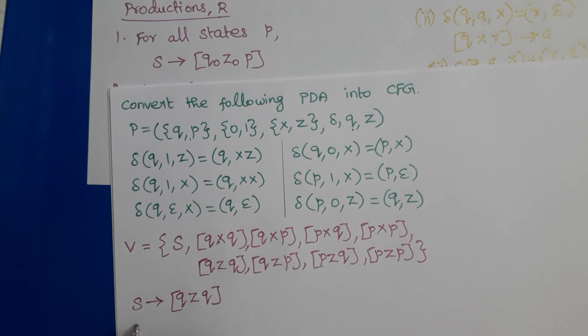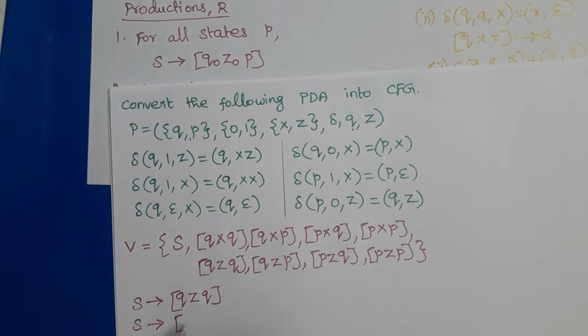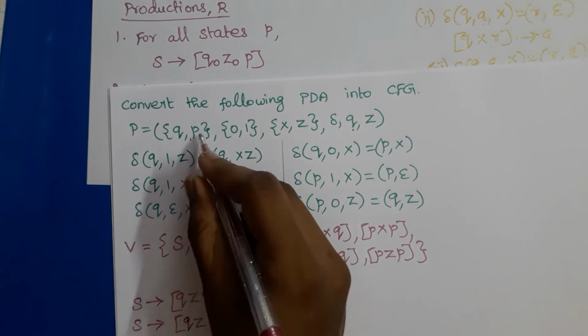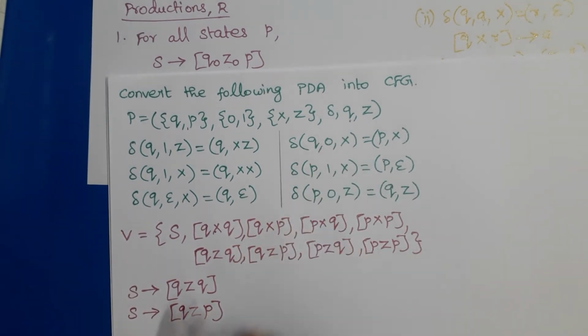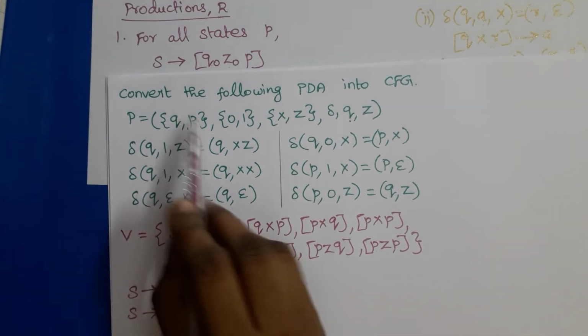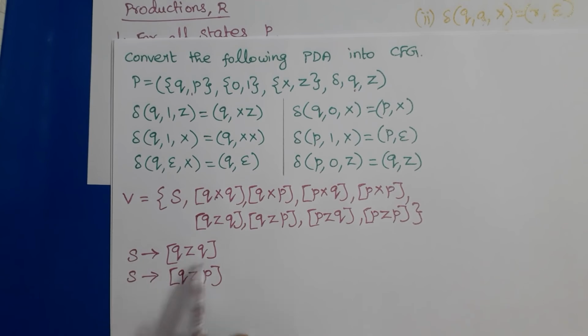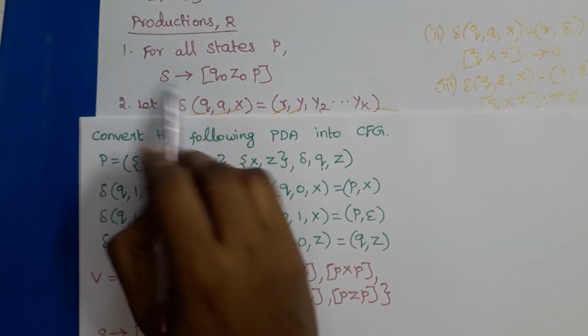Then one more production, S tends to the same Q naught Z naught. So QZ here, and here we have to write Q, P, right? So S tends to, start symbol of the grammar tends to starting state, starting stack symbol, and this symbol must be written by considering all states. So QP. So these are the 2 rules we have framed by considering the first condition.